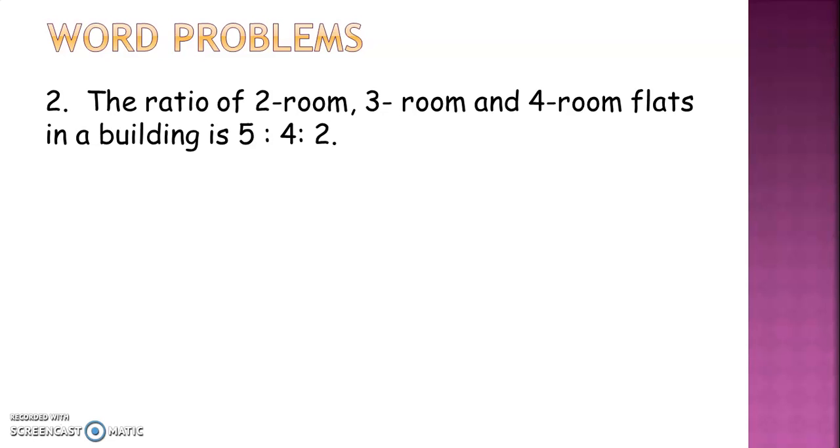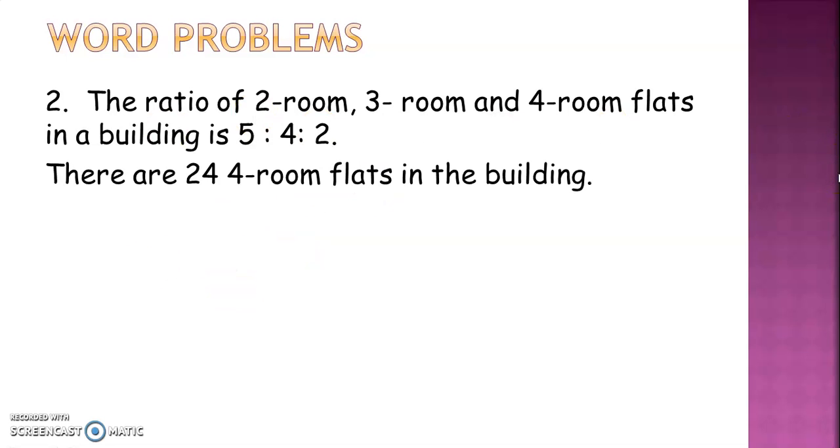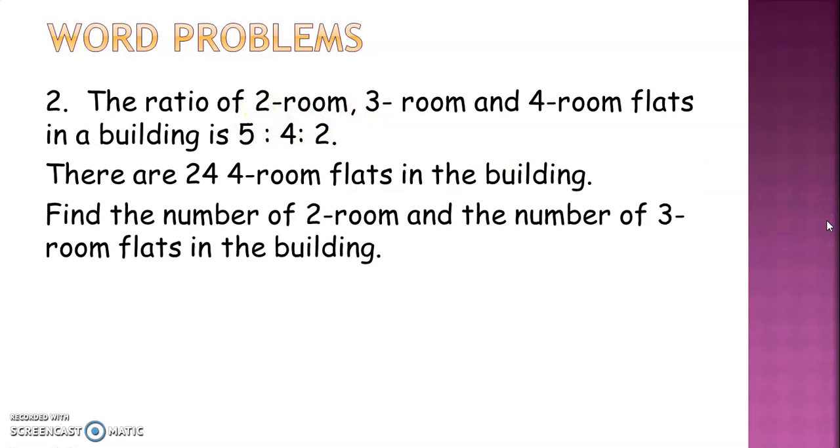This is another example, but now there are 3 ratios in the question. The ratio of 2-room, 3-room and 4-room flats in the building is 5 to 4 to 2. 2-room, 3-room and 4-room is just the name of the flats, just like you can say A, B and C. There are 24 4-room flats in the building. In this question, you know how many 4-room flats there are, but you don't know how many 3-room flats and how many 2-room flats.